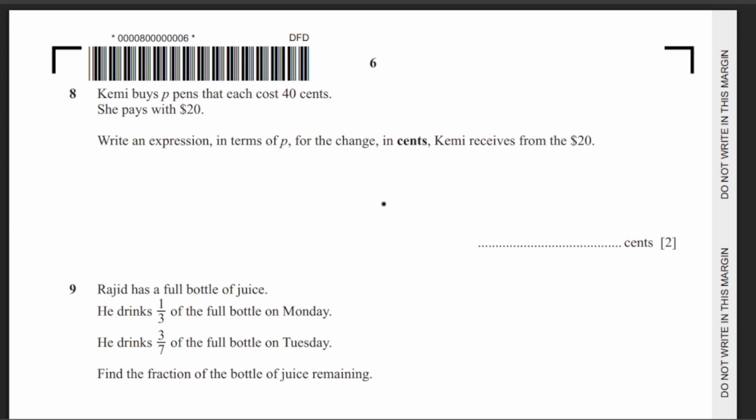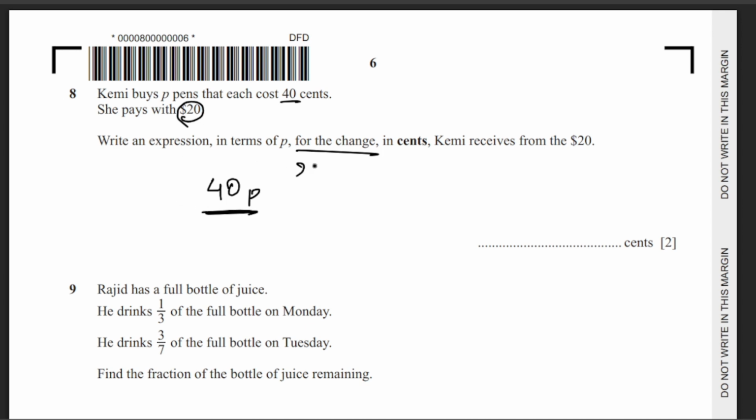Now question number 8 is: Kemi buys P number of pens that each cost 40 cents. She pays with $20. Write an expression in terms of P for the change in cents Kemi receives from the $20. Obviously we have 40 cents per pen, so the total cost of her pens would equal 40p. And they are telling us that she is getting some change. That means that $20 would be greater than our amount.